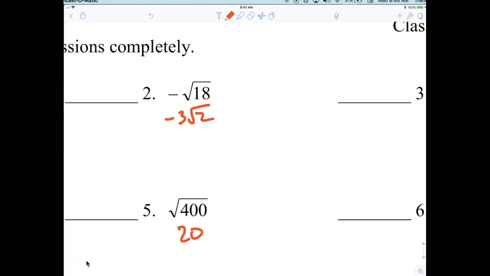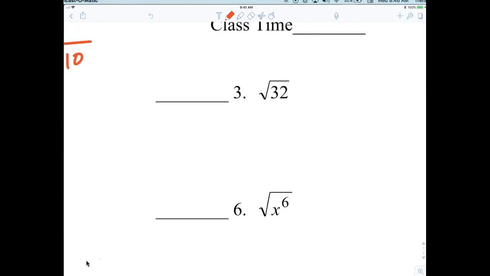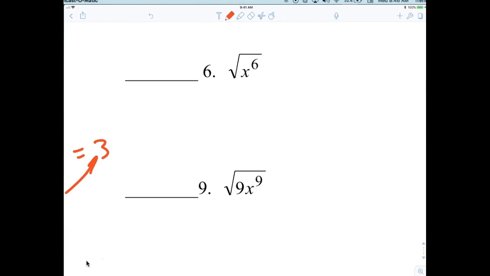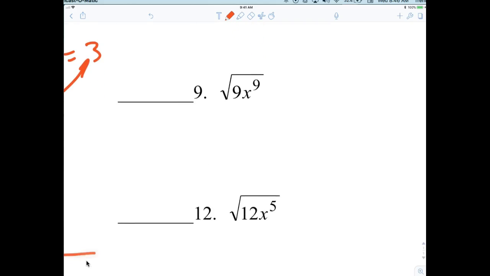Why is there a negative outside the radical? You cannot take the square root of a negative. No two numbers multiplied together are going to be negative. All right, let's see what we got. How many times have we done the square root of 32? If you don't know the square root of 32 is 4 radical 2, you just haven't been listening. It's not 4 times 8. 32 is 16 times 2. X to the 6th is what? X cubed. Next one.